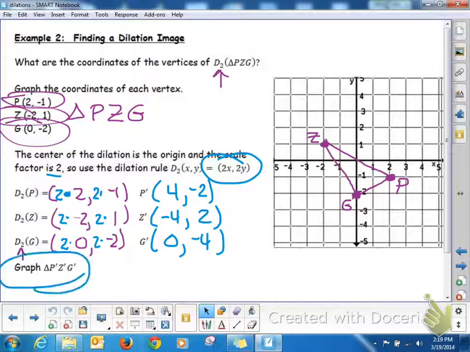Now graph the enlargement of triangle PZG. So P prime is at 4, -2. Z prime is at -4, 2. And G prime would be at 0, -4. So the enlargement of triangle PZG with a scale factor of 2 is like this, and these are the coordinates.